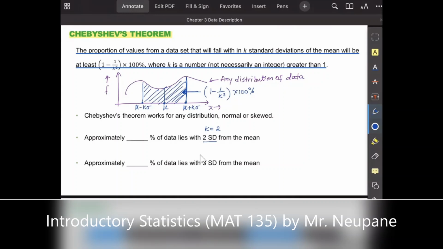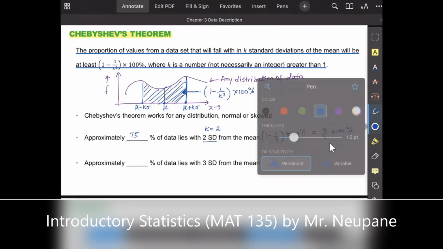To calculate that, we use this formula: 1 minus 1 over k squared, times 100%. K is 2, 2 squared is 4, so 1 minus 1/4 is 3/4. 3/4 times 100% is 75%. So 75% of the data lies within 2 standard deviations of the mean. That is what we get directly from Chebyshev's theorem.